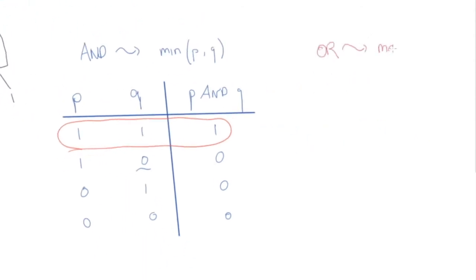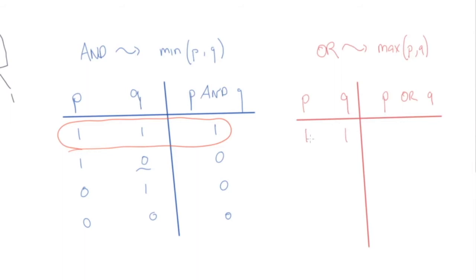So or is the max value of P and Q, okay? So if we have P, we have Q, and we have P or Q. Okay, so if P and Q are both 1, then the maximum value of P and Q is 1. If P is 1 and Q is 0, the maximum value is 1, right? Because that's the maximum value. If P is 0, but Q is 1, again, the maximum value is 1. But if they're both 0, then the maximum value is 0. So again, we have the same kind of pattern that we saw with the logical OR operator, right? Where we only get 0, we only get false if both of them are false.